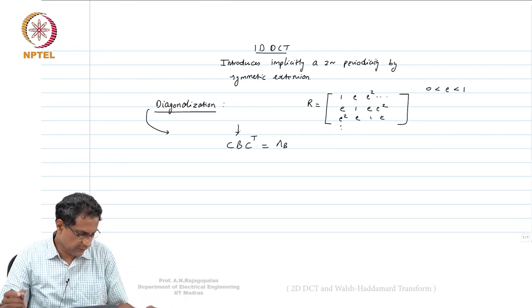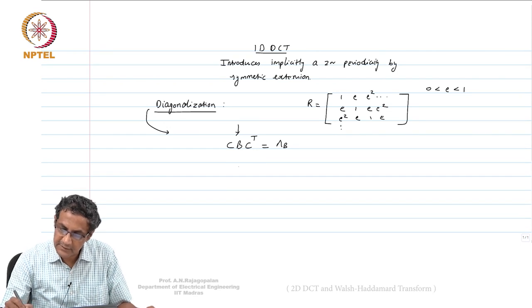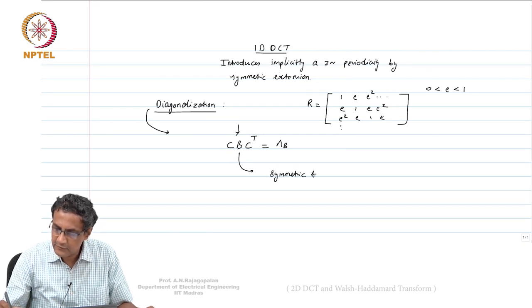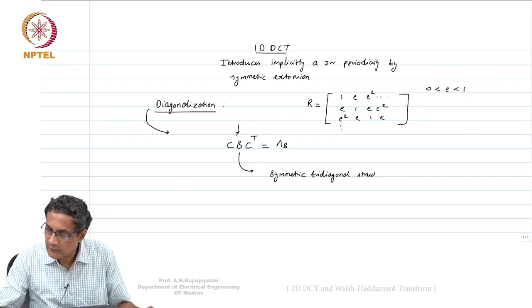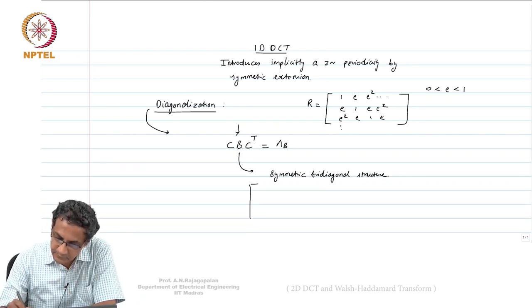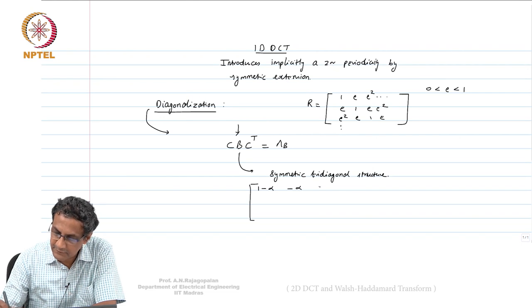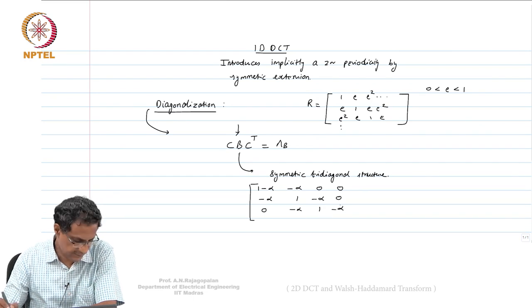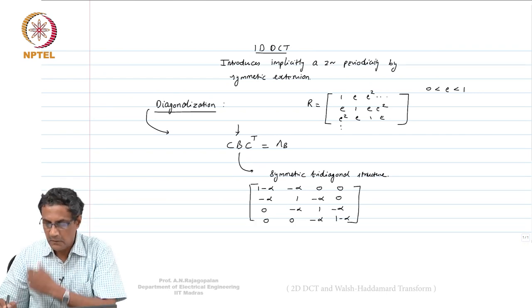Suppose I write it down for a 4 cross 4; you can write it for a general case. This matrix has a symmetric tridiagonal structure, and it looks like this: 1 minus alpha 0 0; minus alpha 1 minus alpha 0; 0 minus alpha 1 minus alpha; and 0 0 minus alpha 1. Okay, so it looks like this.